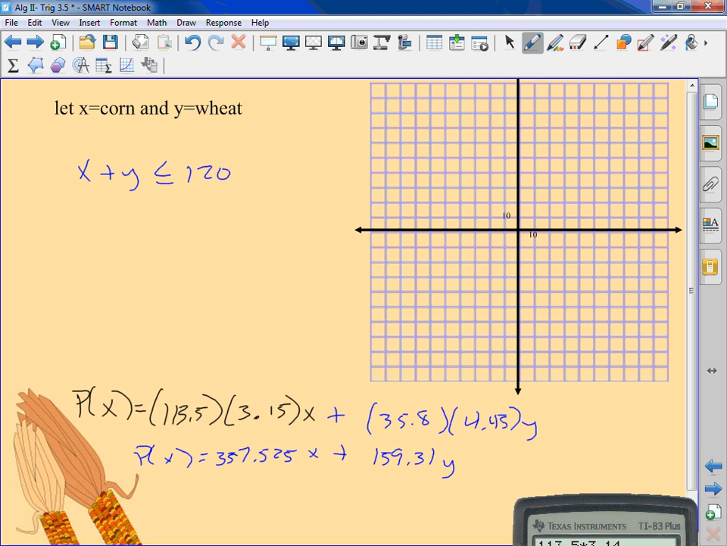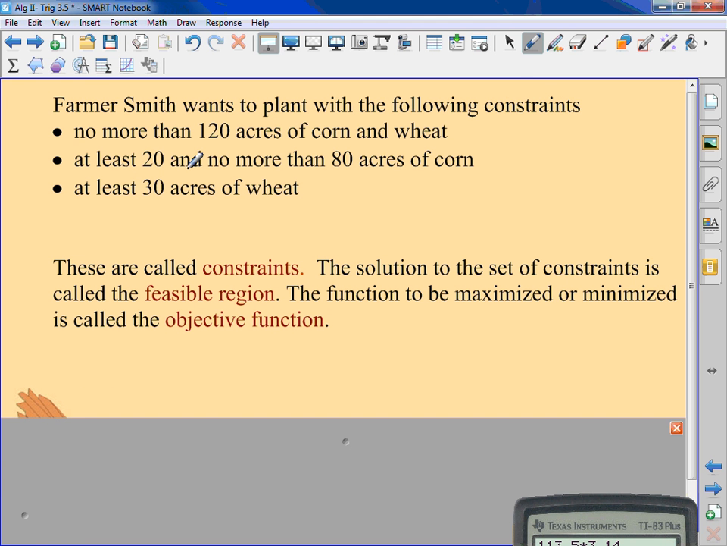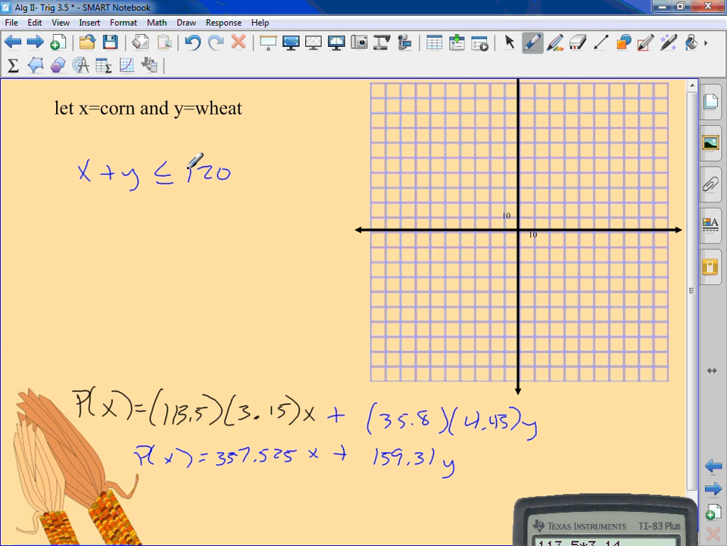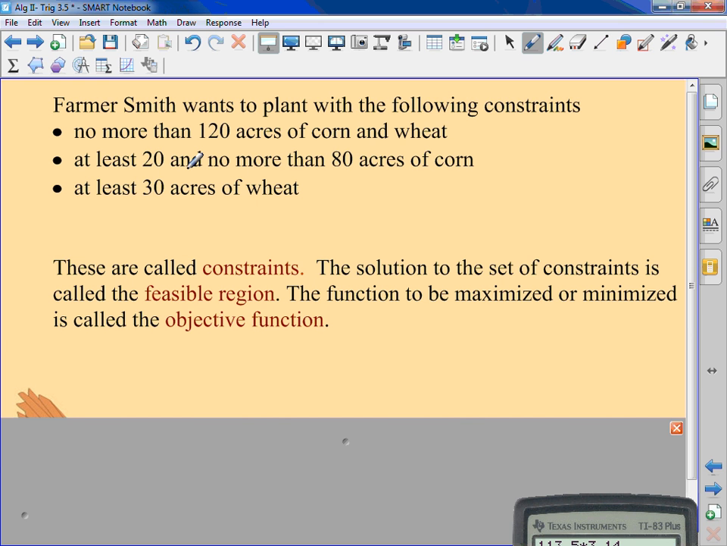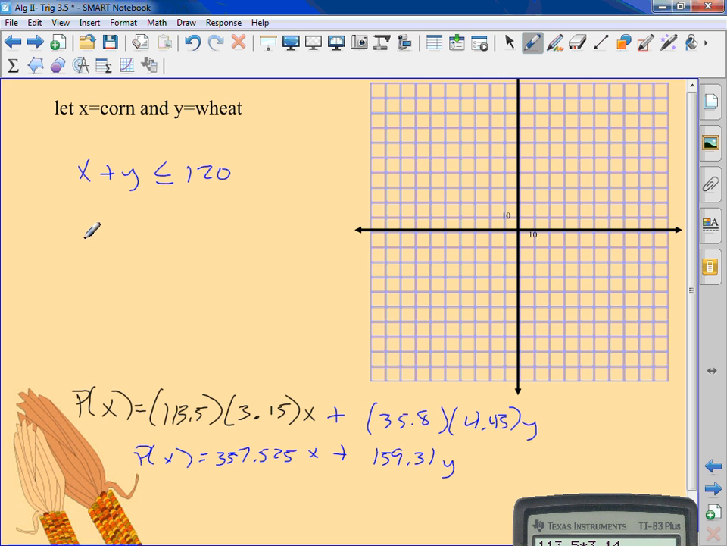The second one says at least 20 and no more than 80 acres of corn. Well, let's write it as a compound. What's the smallest amount I can have? 20. Could it be 20? Less than or equal to x. Well, x is greater than or equal to 20, and the most I can have is 80.